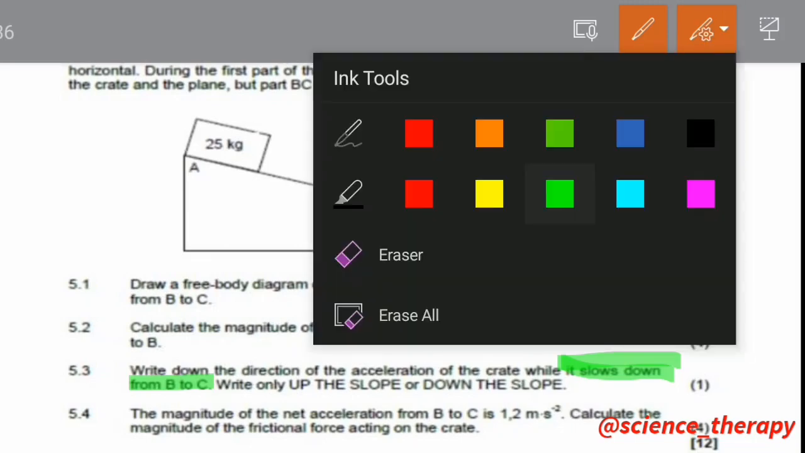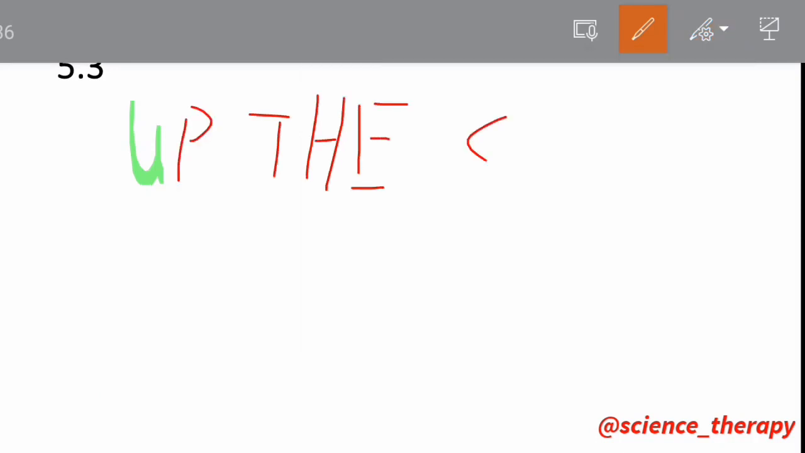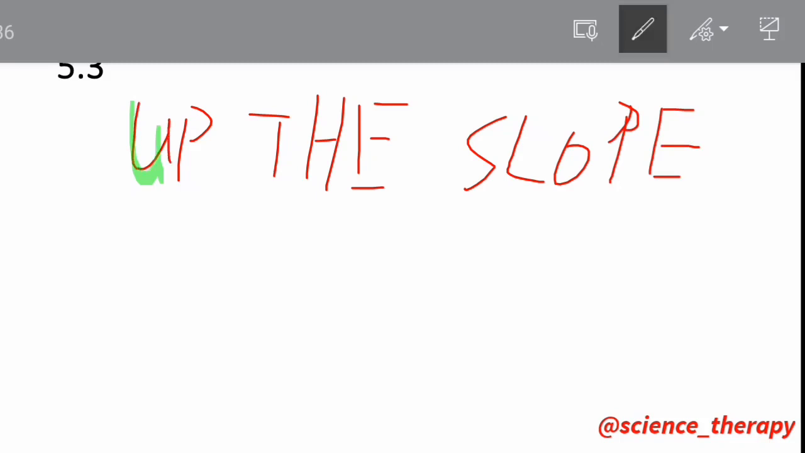So we say it's up the slope, right? So because we are having a negative acceleration or a deceleration, which will be opposite to the direction of motion, up the slope.